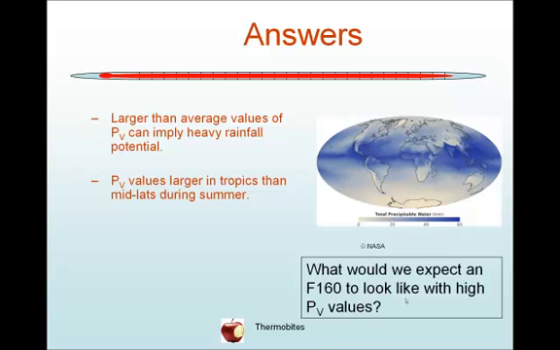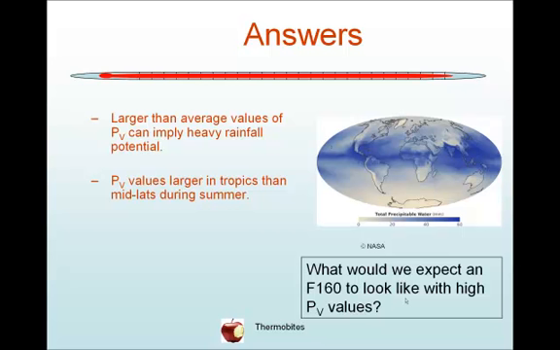Precipitable water values are larger in the tropics than in the mid-latitudes during summer. Remember that temperature controls rate of evaporation, so the warmer the air, the greater potential evaporation of liquid water into water vapour, and therefore the higher the value of the precipitable water. You can see on the right hand side how the tropics, typically being warmer, have high values of precipitable water.